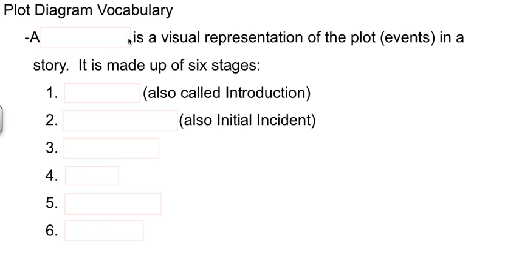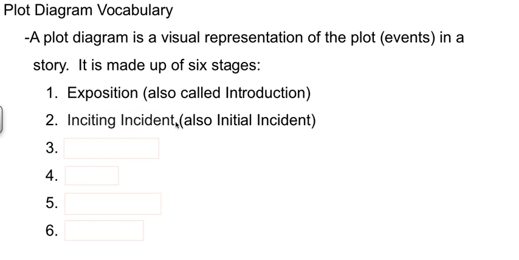All right, today we're going to talk about plot diagram vocabulary. A plot diagram is just a visual representation of the plot or the events in a story. It's made up of 6 different stages. The first stage is called the exposition. Sometimes it's called the introduction. They're used interchangeably. The second stage is called the inciting incident or the initial incident.